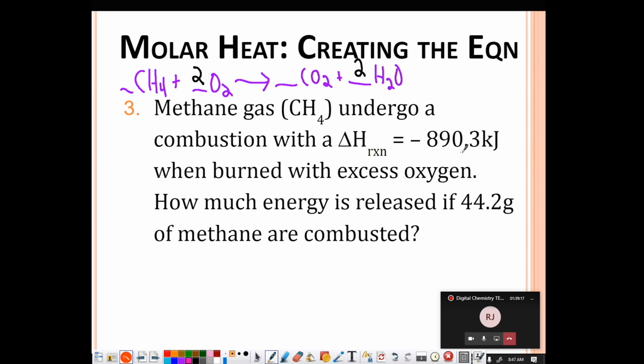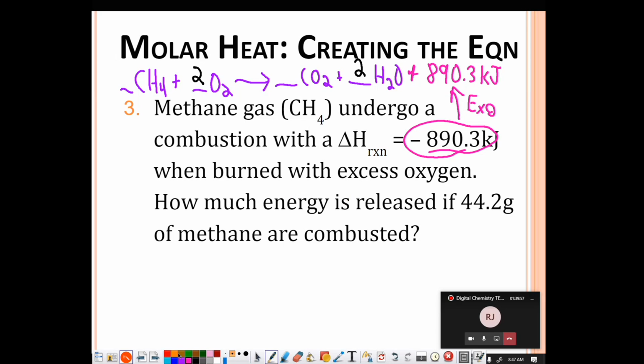But the new thing is this. The new thing is this heat. Now, because the heat is negative, that means that this is exothermic. It is released. So we put a plus, because we don't put minuses in our equations, 890.3 kilojoules. Again, because it is negative, it goes at the end of the equation, and we still put a plus there. This tells us it's at the end. Okay, so I put that in there.